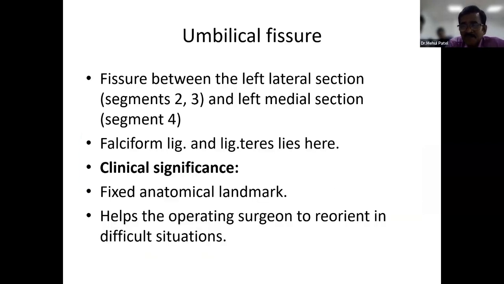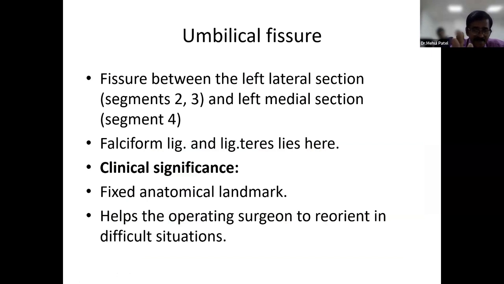Another important landmark for safe lap cholecystectomy is the umbilical fissure. Where is the umbilical fissure? It is the fissure between the left lateral section, segments 2 and 3, and the medial section, segment 4. Here lies the falciform ligament. This is a fixed anatomical landmark. When there is some distortion of the anatomy, you can easily see the umbilical fissure where the ligamentum teres goes, and in a difficult situation, you can reorient yourself.